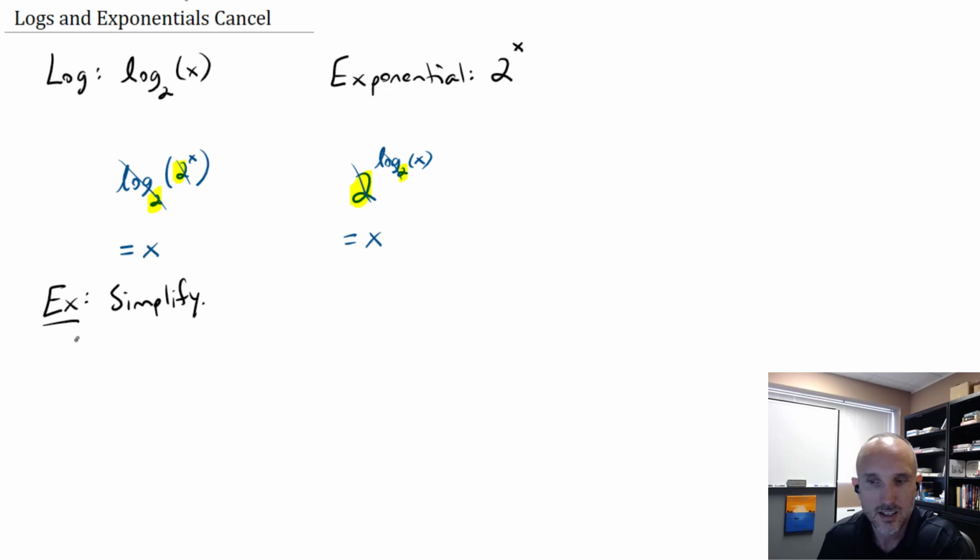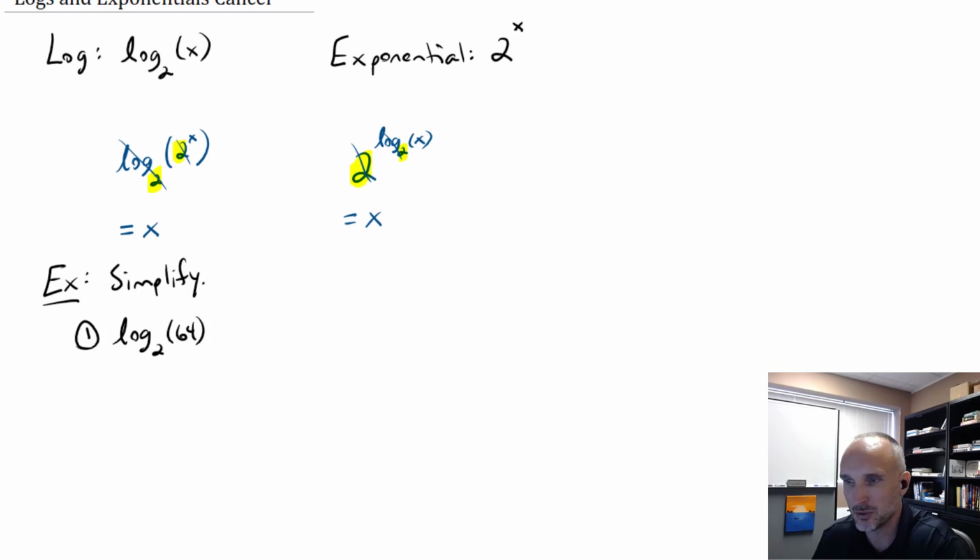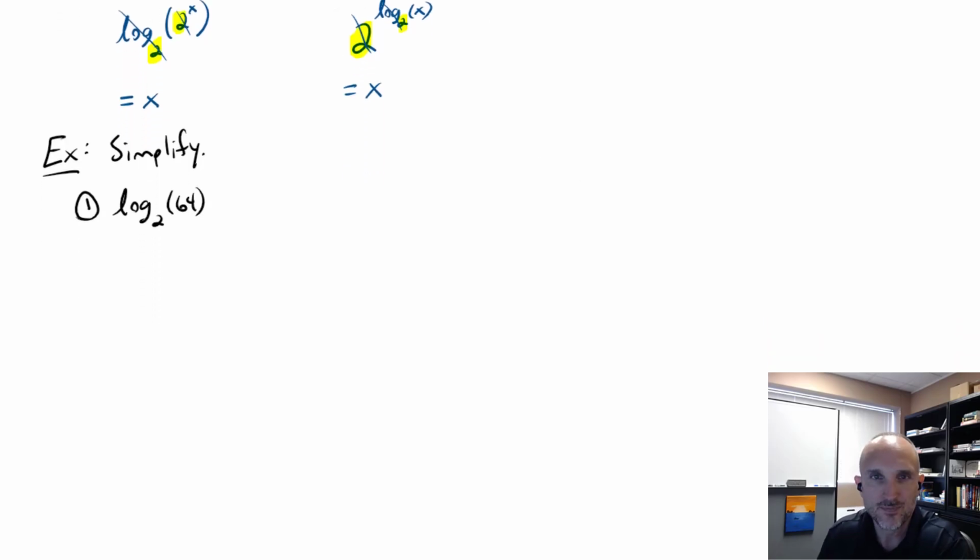Simplify. Let's look at the first example. Let's simplify log base 2 of 64. And I chose this example because we're going to do it a couple different ways. The first way is just using what we know about logs. We're asking ourselves, 2 to what power equals 64? And the answer is the 6th power. So log base 2 of 64 equals 6 because 2 to the 6th power is 64.